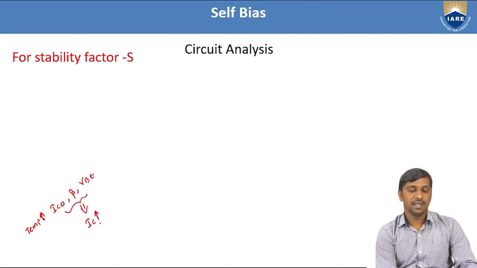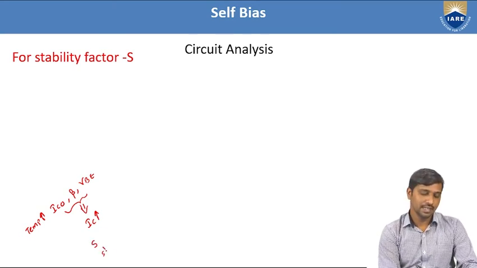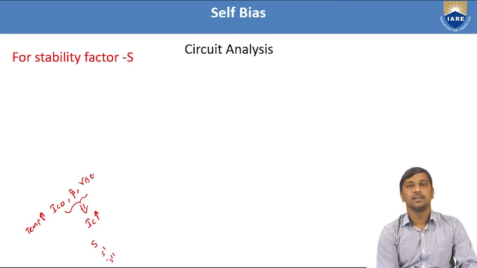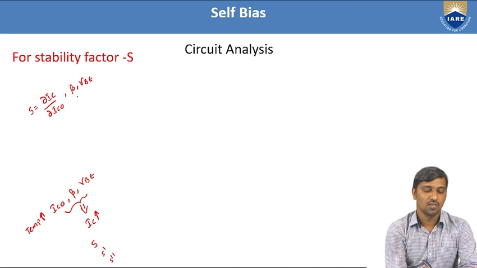So we need to stabilize, or maintain a constant collector current, irrespective of these three parameters, or irrespective of temperature. We need to identify the three stability factors, that is S, S dash, and S double dash. S is defined as the rate of change of collector current with respect to the rate of change of reverse saturation current, while the other two parameters, beta and VBE, are considered constant.